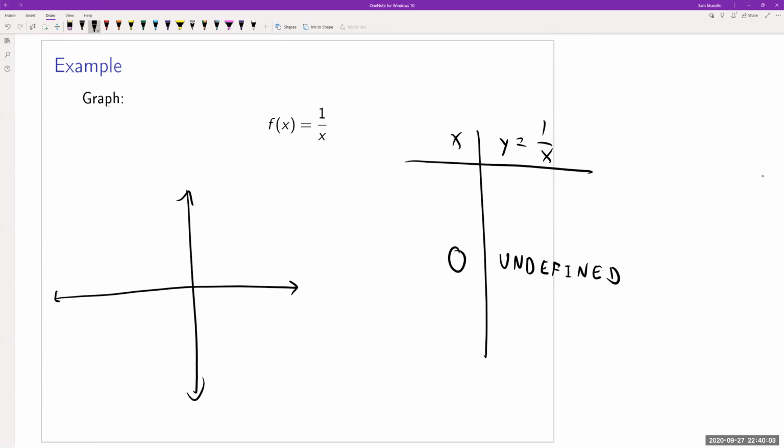Okay, 0 won't work. Let's start at 1. Maybe we'll go 1, 2, and 3, and these all work. I'll get 1, 1/2, and 1/3, giving me the first 3 points for this function, making sure, of course, that I am labeling my axes and putting a scale on the graph. I can fill in here, here, and here.